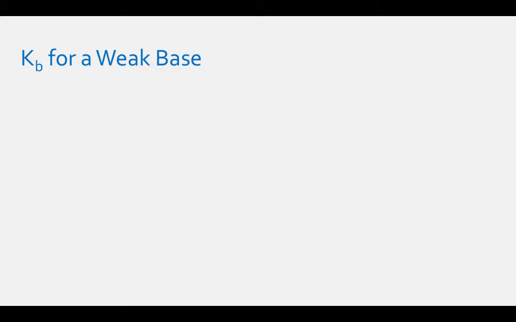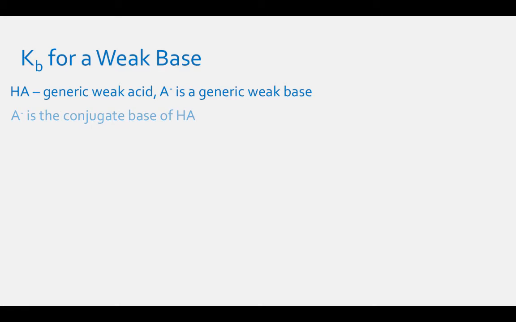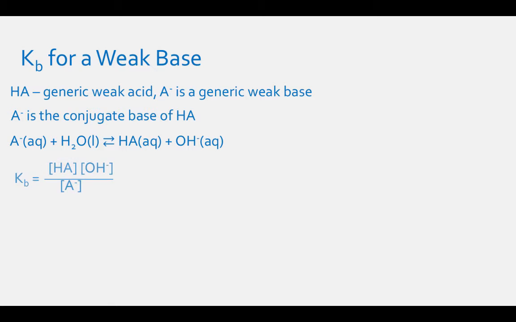Since HA is our generic weak acid, A negative will be our generic weak base. It is the conjugate base of HA. A negative will react with water according to this reaction equation. A negative aqueous plus H2O liquid in equilibrium with HA aqueous plus OH negative aqueous. The Kb expression for this equation equals the concentration of HA times the concentration of OH negative divided by the concentration of A negative. This is a Kb expression because it is a base. It produces OH negative, and the subscripted B represents base.